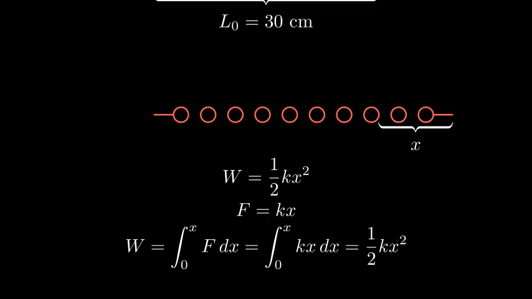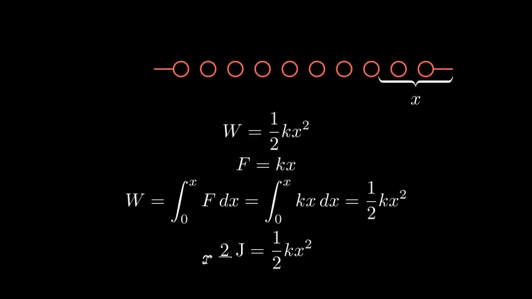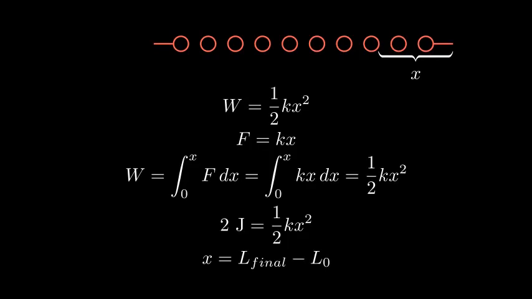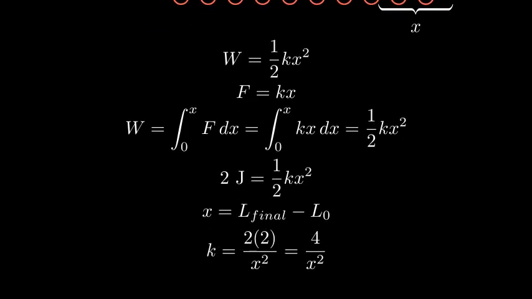Now let's plug in what we know. The work is 2 joules. To find x, we need to remember that it's the change in length, so x equals the final length minus the initial length. Solving for k, we get that k equals 2 times 2 divided by x squared.